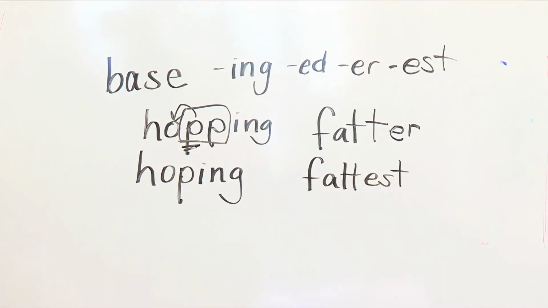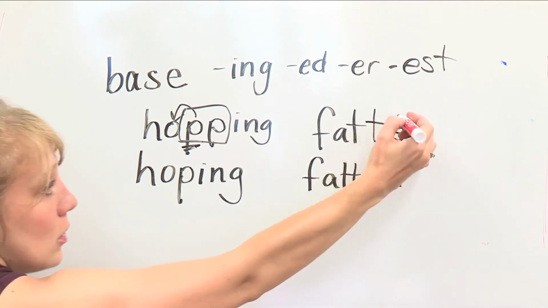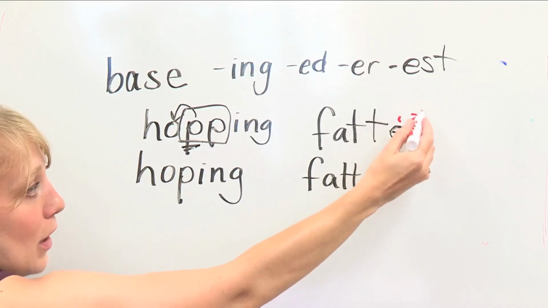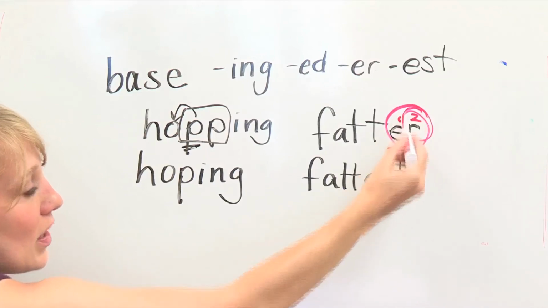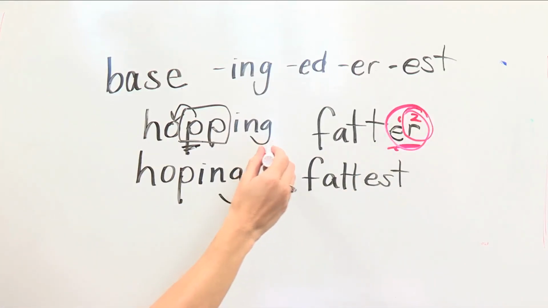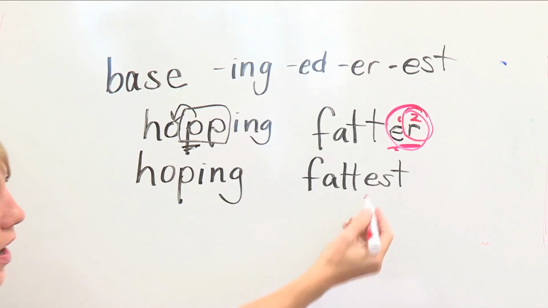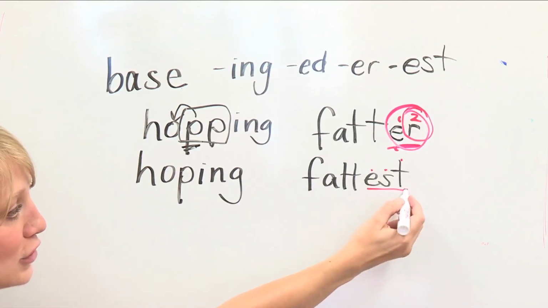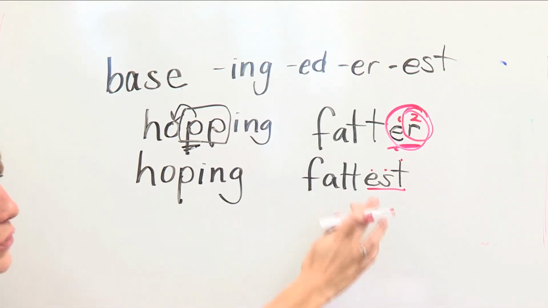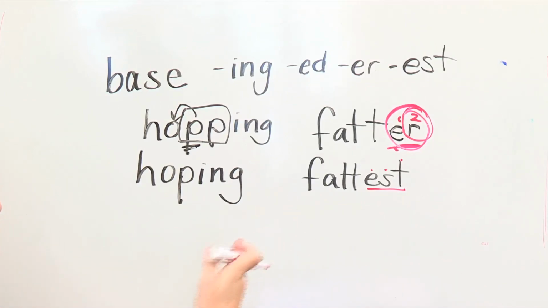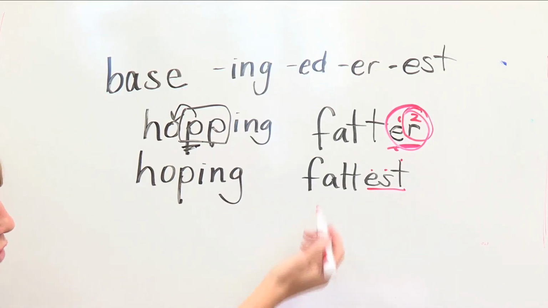Now, one thing that I've taught my students so they understand when to use ER and when to use EST is ER, if you notice, there's only two letters, E and R. 1, 2. That means you compare two things, because there's two. So ER compares two things. That puppy is fatter than the other puppy. There's two puppies, okay? EST, 1, 2, 3, there's three. So 3 or more things, you use EST. That puppy is the fattest of all, okay? So you use 3 or more. So once again, the same doubling rules apply, and the same dropping E rules apply as well.